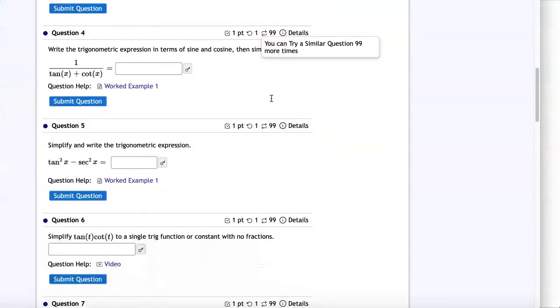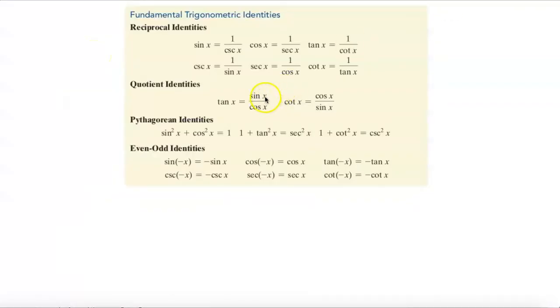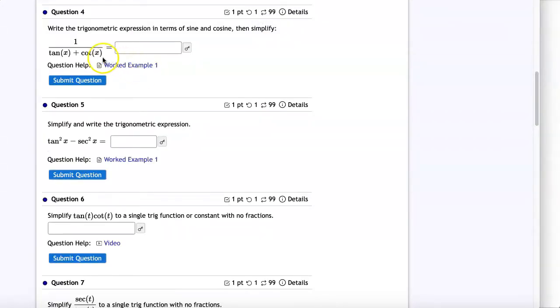Okay, so question number 4 also does not have alternate versions. So what you're going to be doing is replacing tangent and cotangent with sine over cosine and cosine over sine, respectively. And then you're going to simplify that complex fraction.